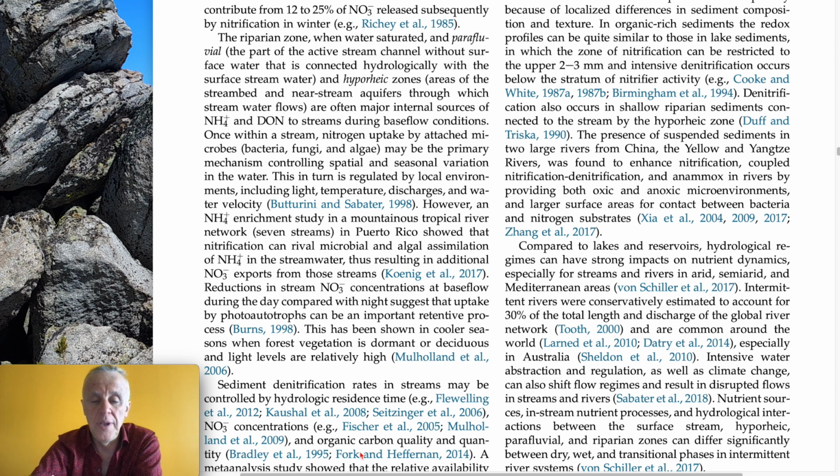Once within a stream, nitrogen uptake by attached microbes may be the primary mechanism controlling spatial and seasonal variation in the water. This in turn is regulated by local environments, including light, temperature, discharge, and water velocity. However, an ammonium enrichment study in a mountainous tropical river network in Puerto Rico showed that nitrification can rival microbial and algal assimilation of ammonium in the stream water, thus resulting in additional nitrate export from those streams.